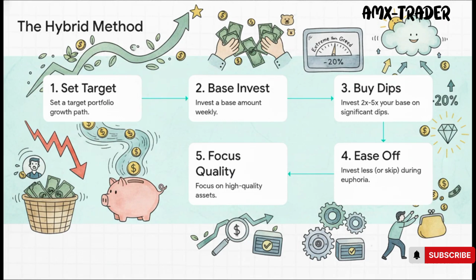So how do you actually do this? Well, it's a 5-step plan. 1, you set a target for how you want your portfolio to grow. 2, you have your regular automated weekly buy. That's your foundation. But here's the magic. 3, you attack the dips. When the market panics, say a 20% drop, or the fear and greed index hits extreme fear, you invest 2 to 5 times your normal amount. 4, and this is just as critical, you pull back when everyone else is euphoric. And 5, you apply this whole engine to high-quality assets.